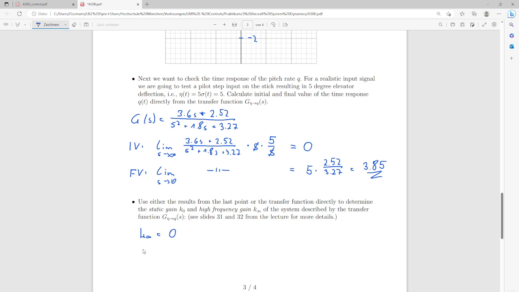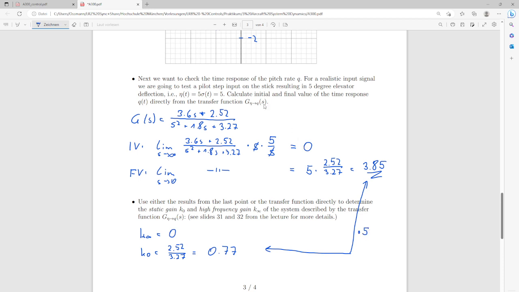And the static gain here, K0, is nothing but if you would do the final value with a step input of 1, right? So your K0 of that transfer function you get by setting s to 0. So it's 2.52 over 3.27, equaling 0.7.